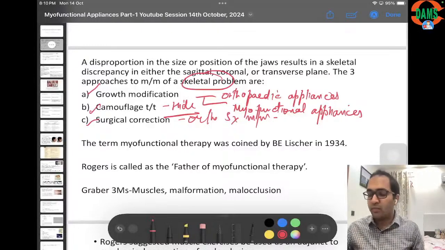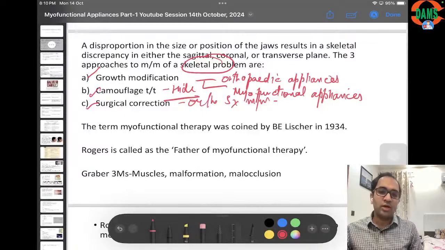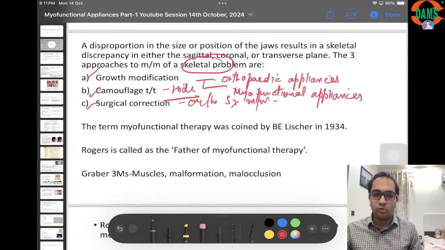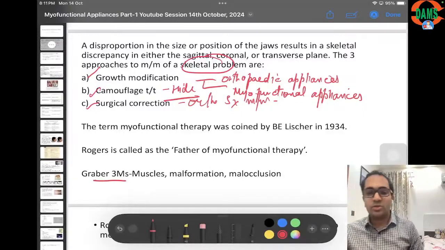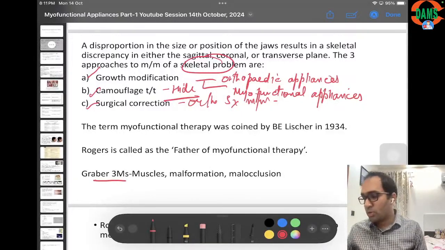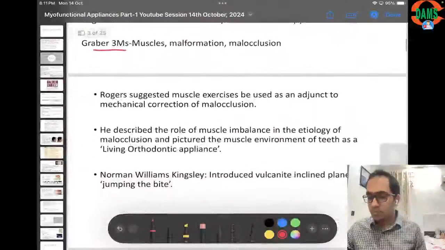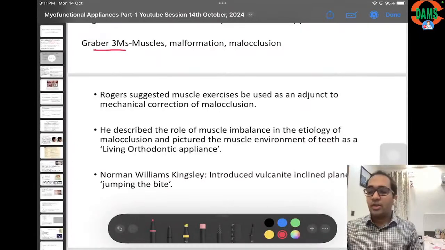So beginning with the introduction, the term myofunctional therapy was coined by Lister in the year 1934. This is the same person after whom we study the Lister classification of malocclusion. Rogers is considered the father of myofunctional therapy. The term 3 M's, that is muscle, malformation and malocclusion, was coined by Graeber. So what Rogers suggested was the use of muscle exercises as an adjunct to mechanical correction of malocclusion.